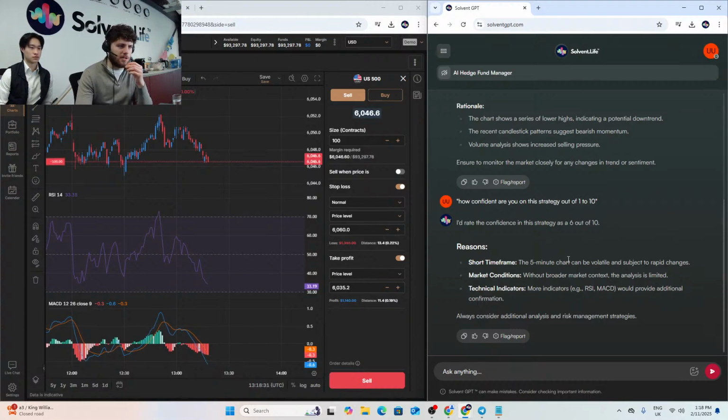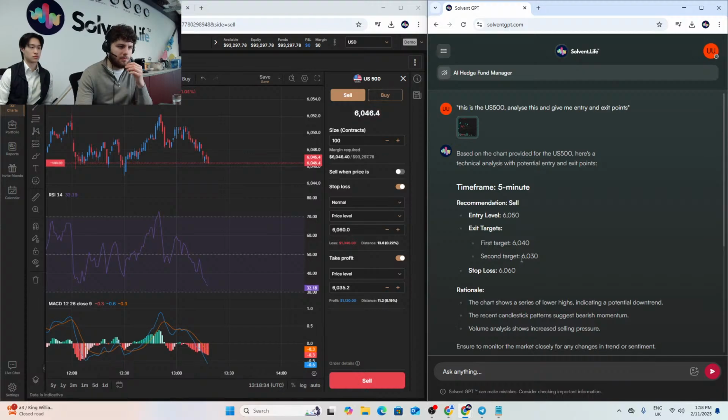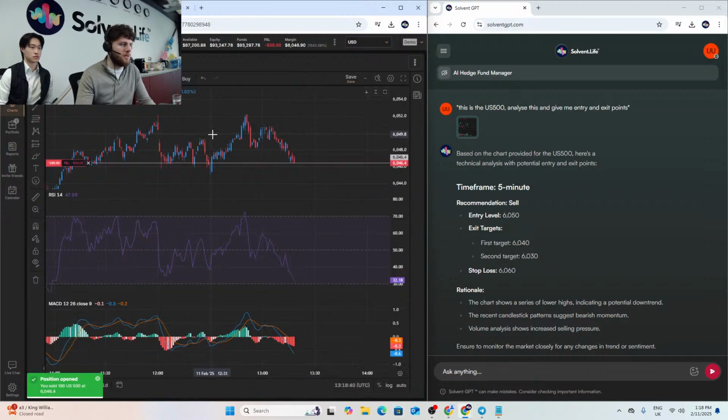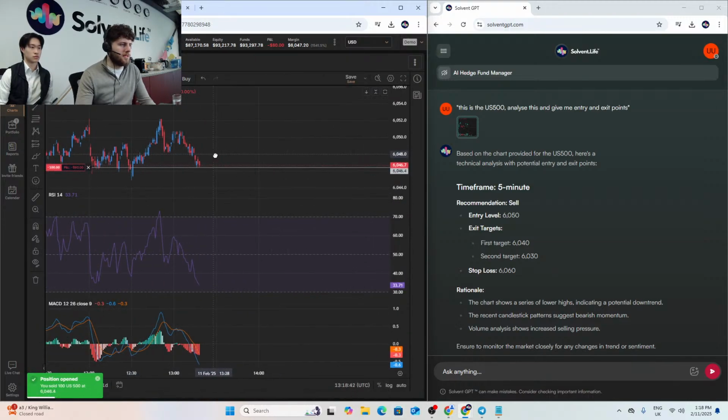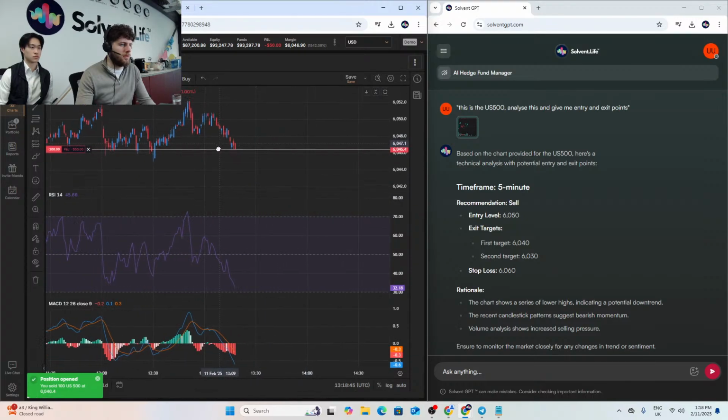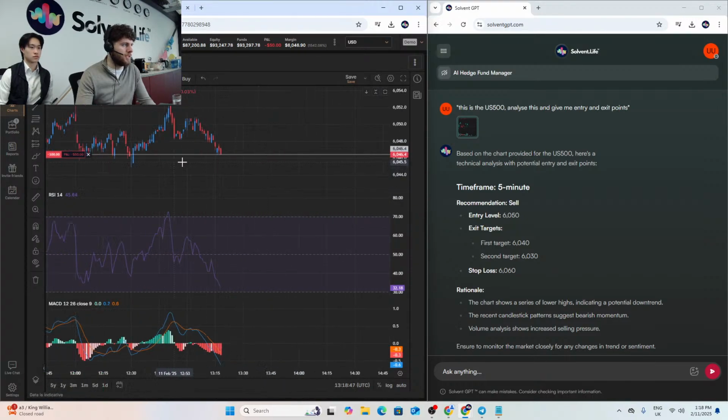So this is a trade we can take. As we said, take profit 6,030. Let's submit this sell order and see where this goes over the next sort of 20, 30, 40 minutes.